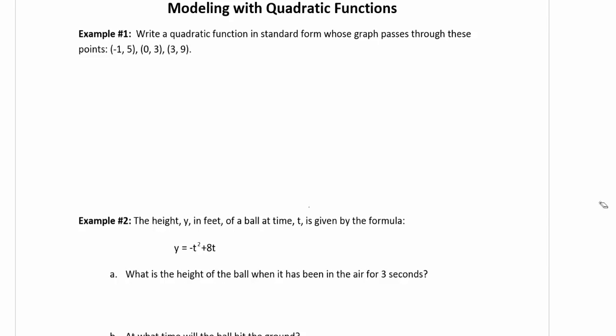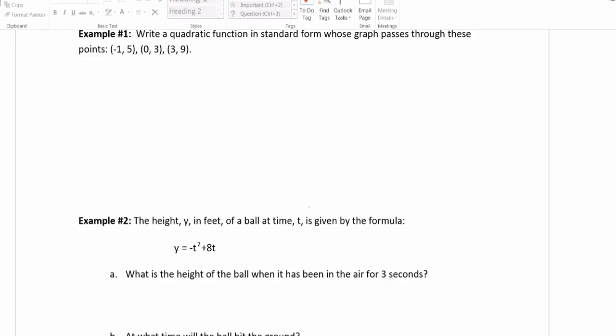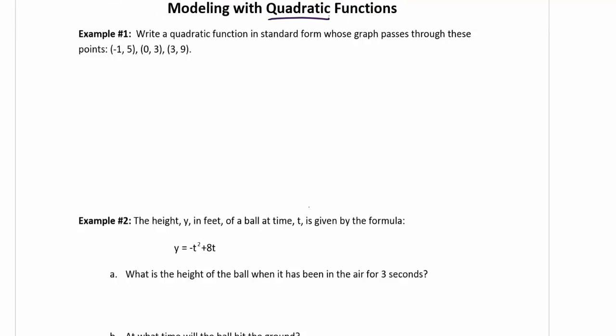Alrighty, today's lesson is about modeling with quadratic functions. So we're going to be taking some sets of data or functions that are best described using a quadratic model. And sometimes functions and everything can be modeled in various different ways. So this is specifically focusing on quadratics.